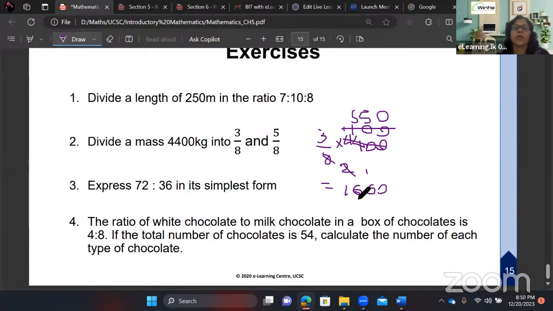So 5 out of 8 means 2,750. This is 5 out of 8. Then the third one: express 72 to 36 in its simplest form.